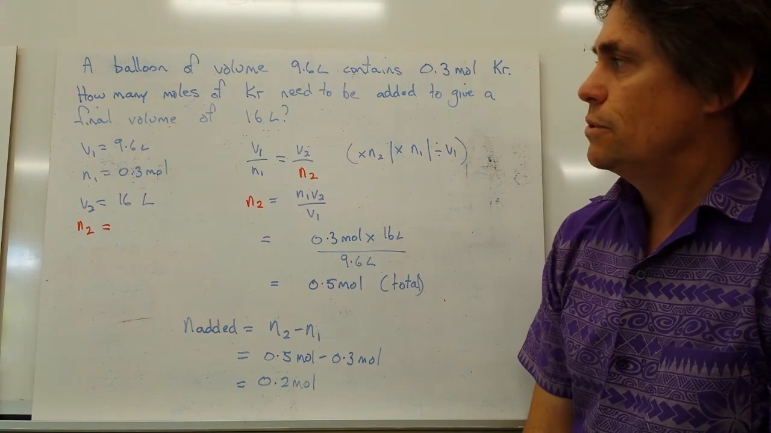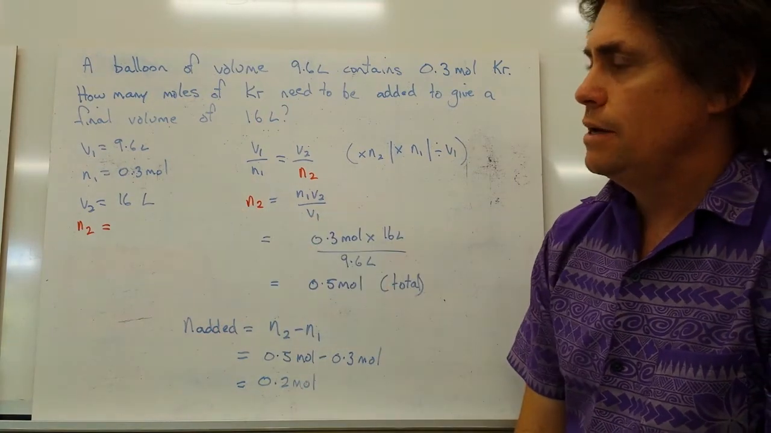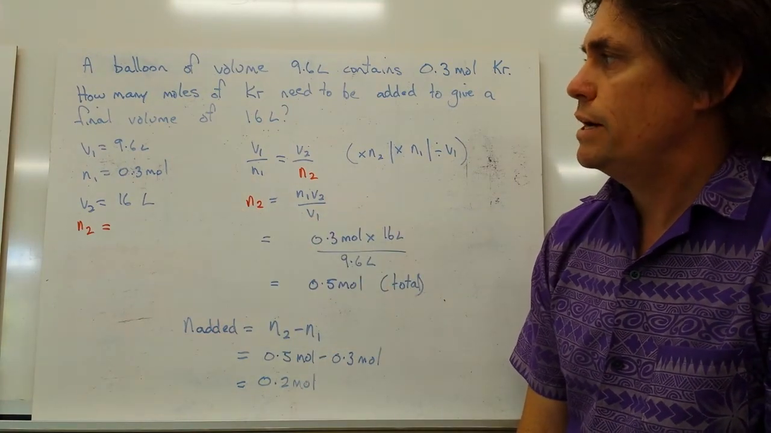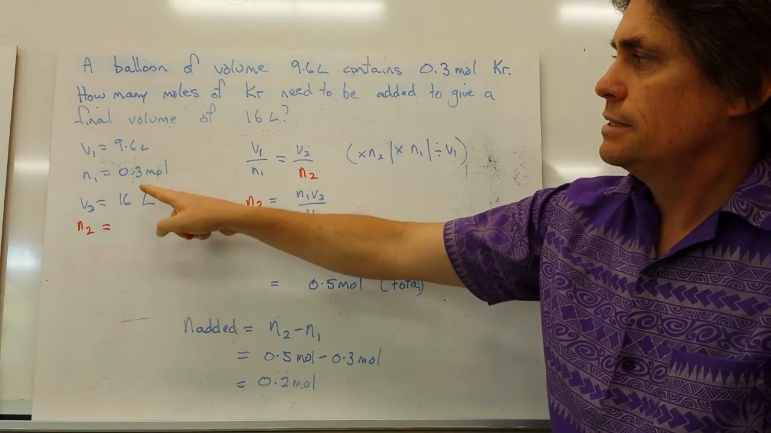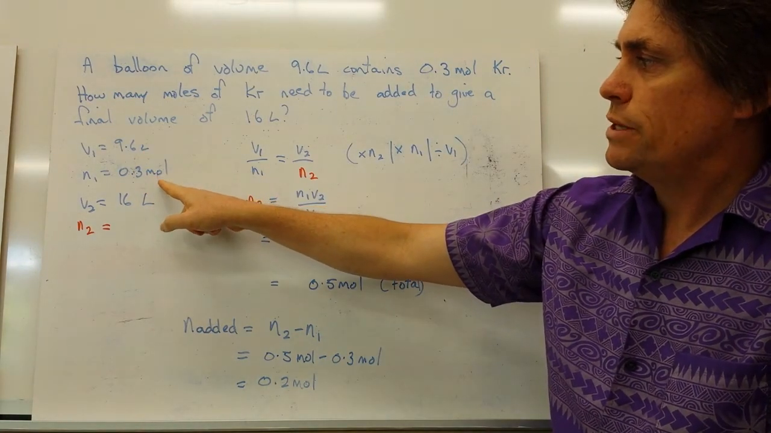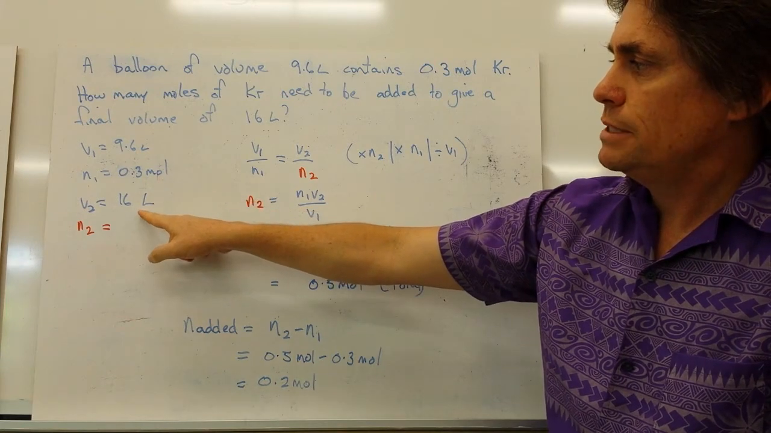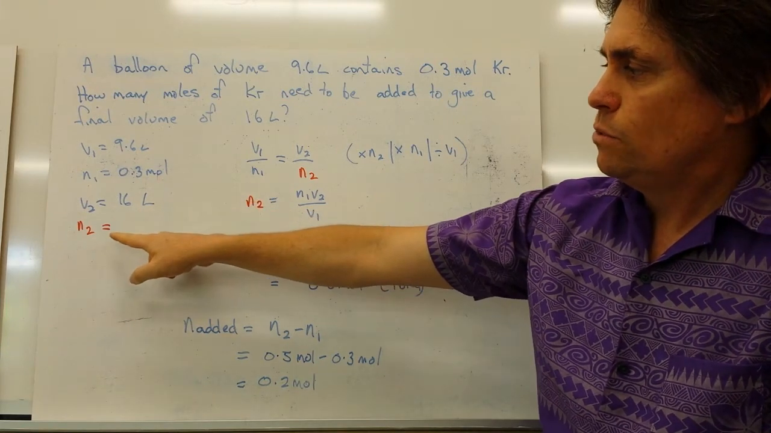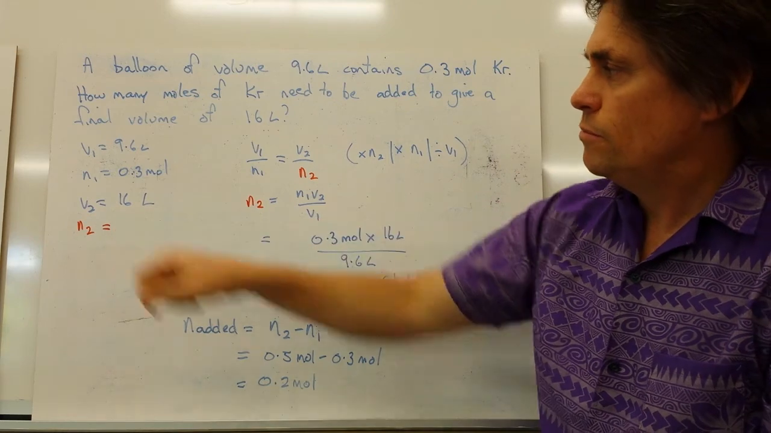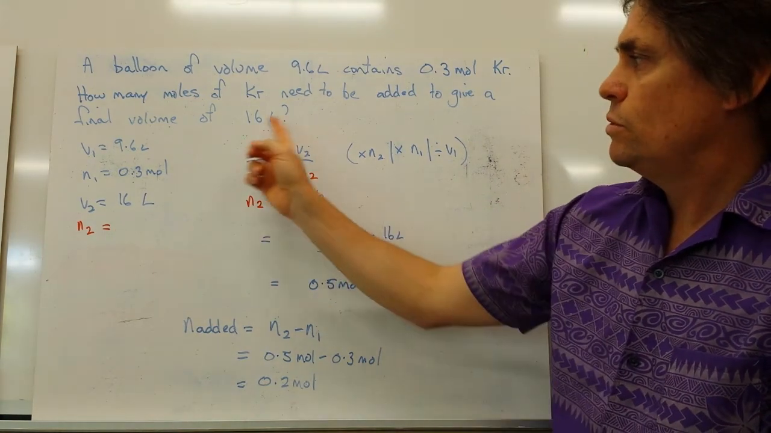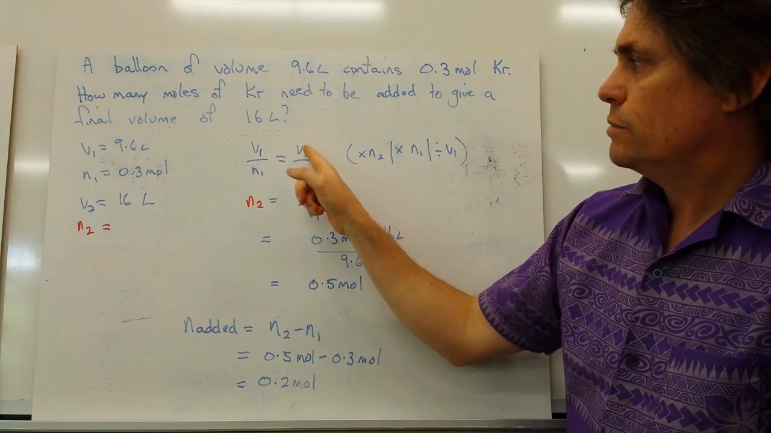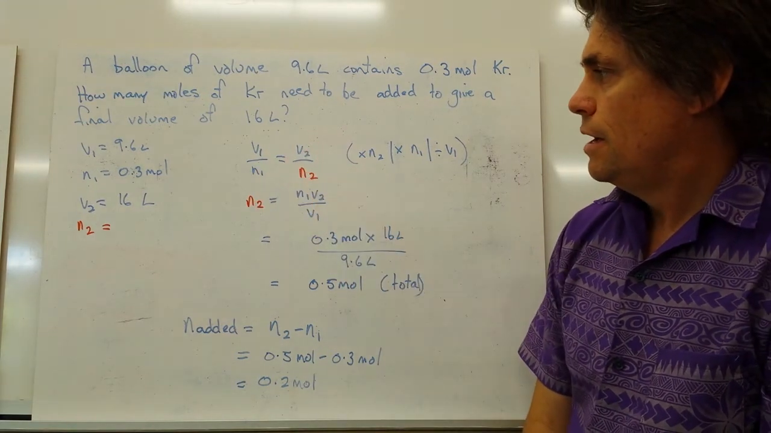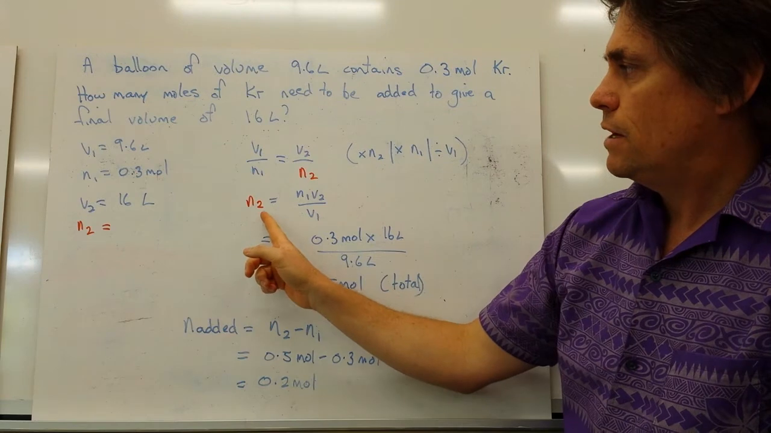So whenever I do these questions, I write out what we know, and then we can sort out what equation we need to use. So our initial volume is 9.6 litres, initial number of moles is 0.3, final volume is 16 litres. First of all, we want to find out our final number of moles. So our formula will be given by Avogadro's law. V1 over N1 equals V2 over N2. We need the N2, so we have to isolate.